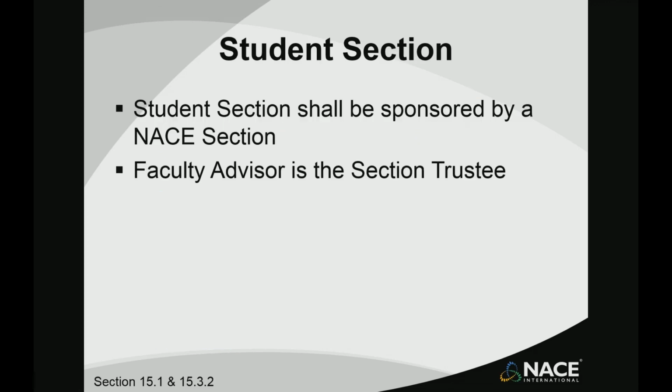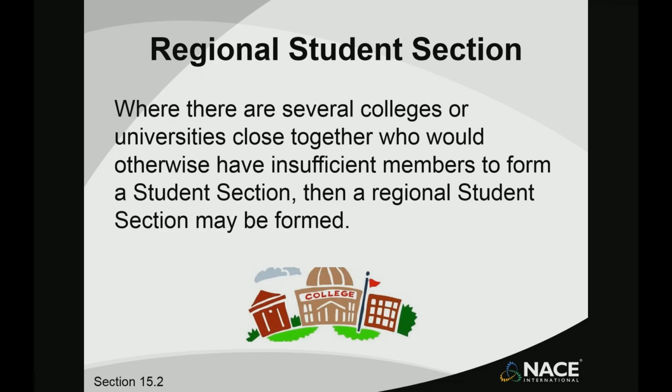Student sections shall be sponsored by a NACE section. The faculty advisor becomes the section trustee. Another option is called a regional student section, where there are several colleges or universities close together that would otherwise have insufficient members to form a student section. Then a regional student section may be formed. For example, in Philadelphia, Drexel, Penn, and the University of Sciences all border each other. If they wanted to get together to just have one regional student section, then that would be a good use of their time and effort.